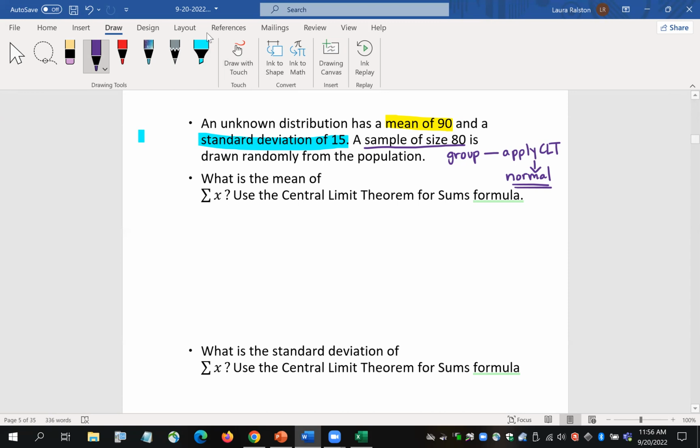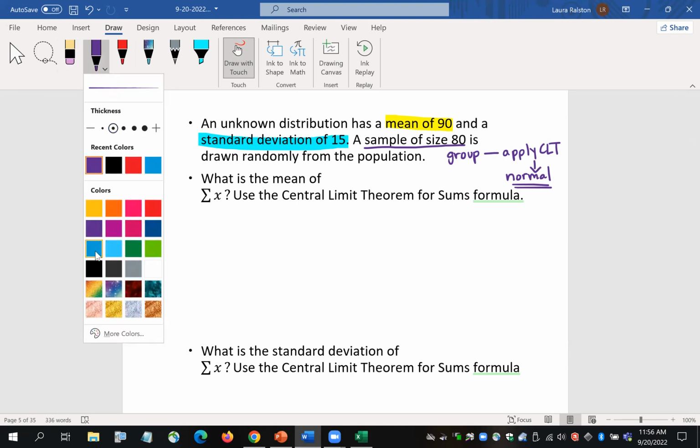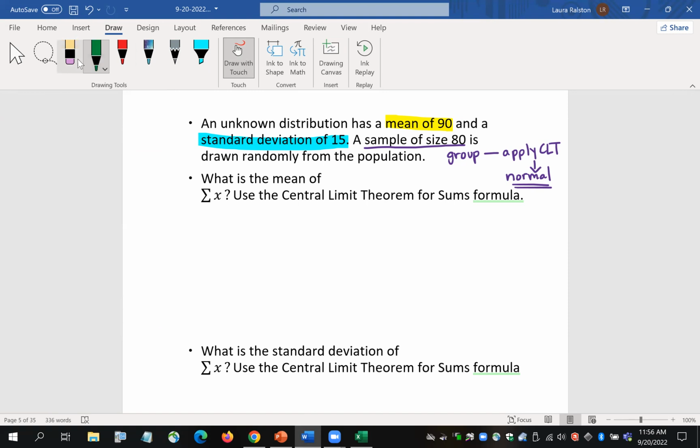Then the first question, especially on your homework, is that they ask you what is the mean of, and they use this funky notation. This funky notation is the way they're expressing the word sum. That big funky looking E, which is the Greek letter sigma, in mathematics, whether you're in statistics or algebra or calculus, means to add or total something up. So this is telling you to total or sum the X values.